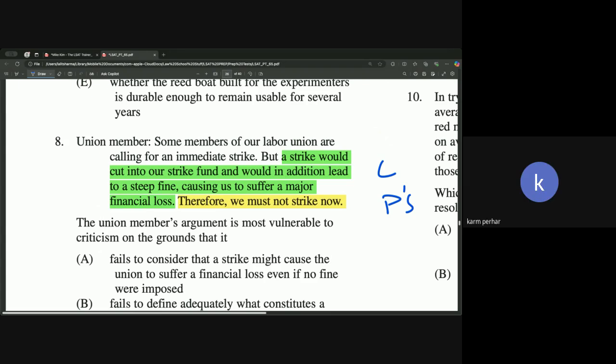To strike. Yes, to strike, because this person is saying don't strike. Yes. So if it's a flaw question, we want to take the opposite stance, right? Which is, well, what about the benefits of striking now? Because yes, there might be a financial loss. However, you could maybe benefit too. Maybe there are other benefits, right? That's what you're going to say?